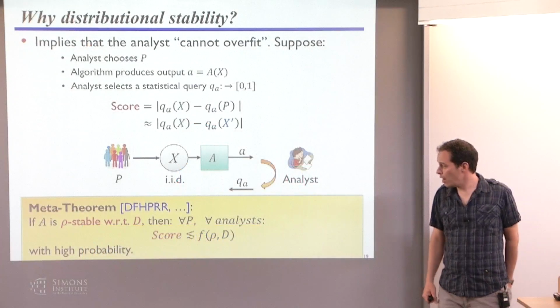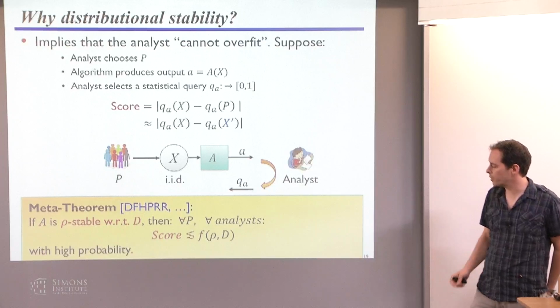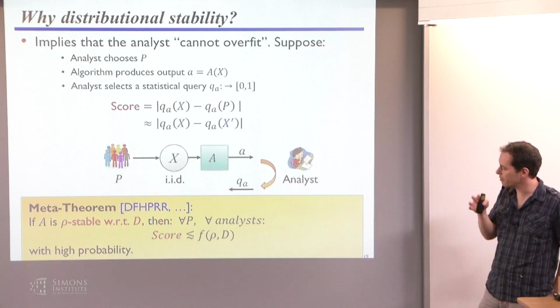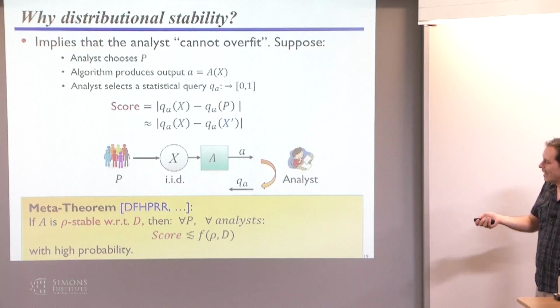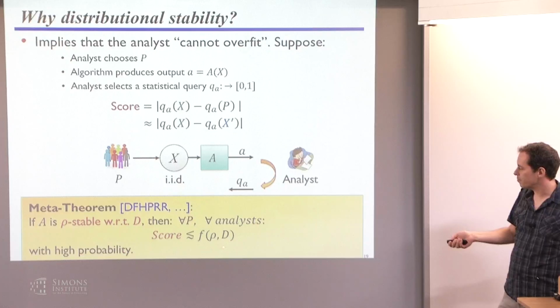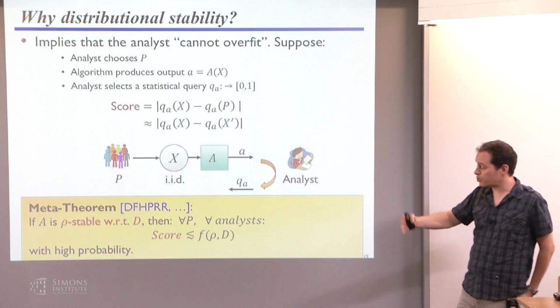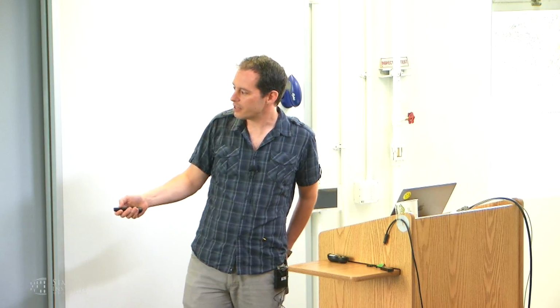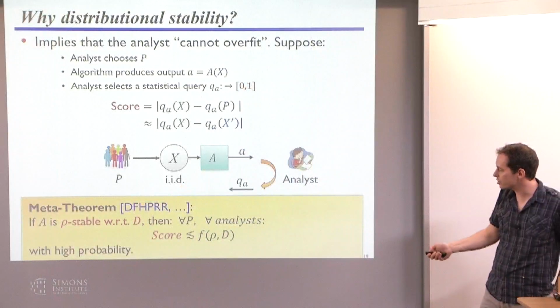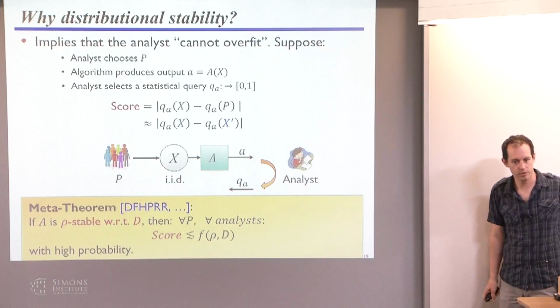One of the key insights of the first of these papers, by Dwork, Feldman, Hardt, Pitassi, Reingold and Roth, sorry, it's hard to keep the R straight, is this connection between stability and generalization. They proved a specific one for differential privacy. But there have now subsequently been a number of results like this that have the flavor that if A is sufficiently stable with respect to some appropriately chosen divergence, then for all probability distributions and for all analysts, the score of the analyst in this game is bounded based on how stable the algorithm is and the measure of divergence we're going to use.